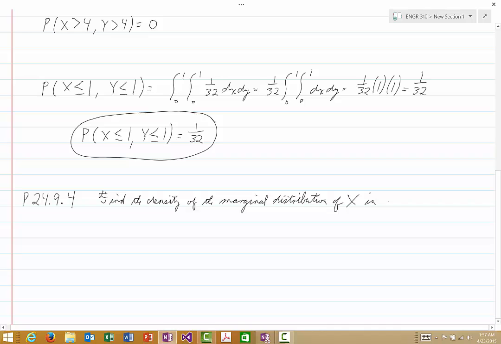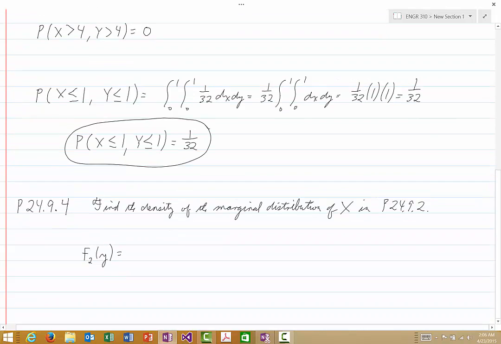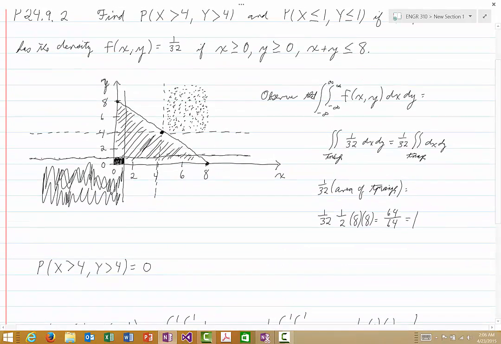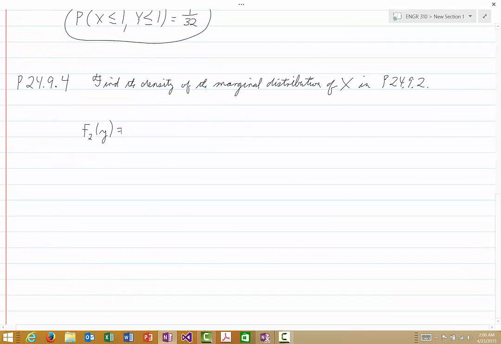in problem 24.9.2, the one that we just did. Okay, so using the notation that your book uses for this, we'll have f sub 2 of y, and what we will need to do is come back up to our picture for problem 2, which is right here, and let's just repeat that picture because it got a little busy there, so let's repeat it here.